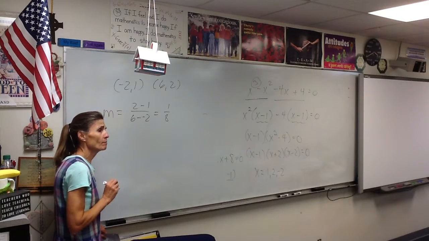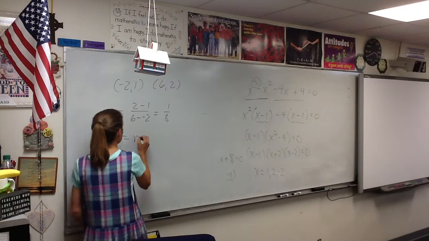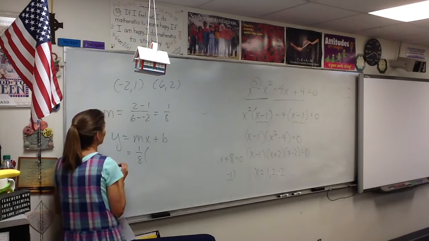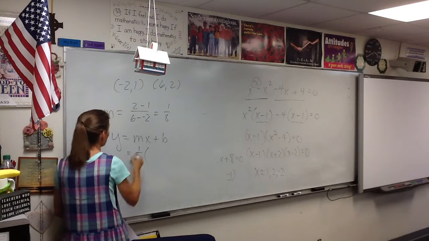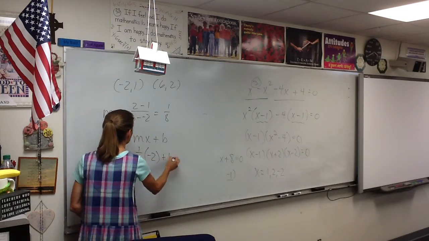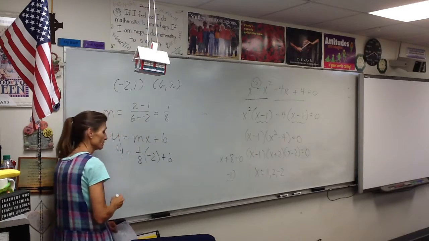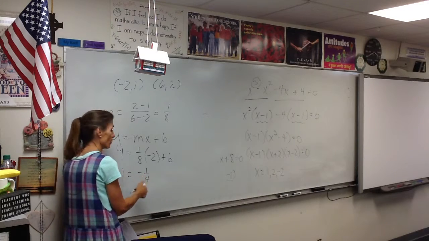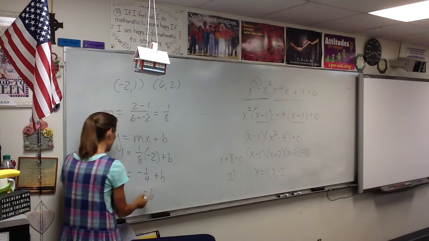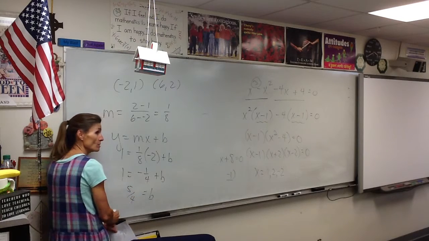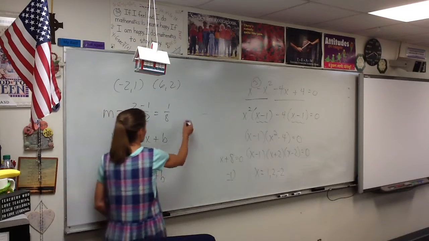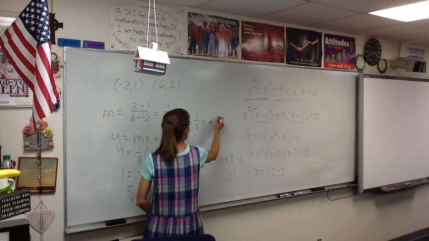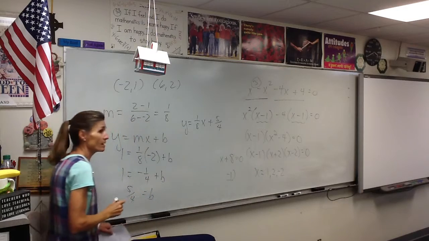You could do either one. So you used y equals mx plus b. Which point did you plug in? The -2, 1. So you put -2 in here, and you put 1 over here? So that makes -2/8, which is 1/4. And I'm gonna add a fourth, so 1 1/4 is 5/4. So I have y equals 1/8 x plus 5/4 as my equation.